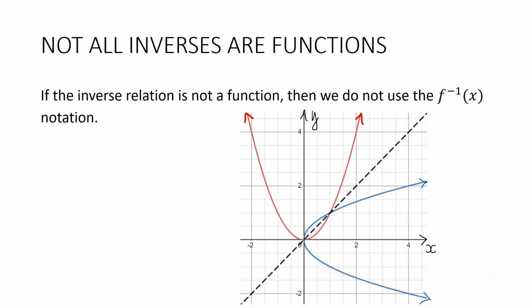Now we learnt that not all inverses are functions. And if the inverse relation is not a function, we don't use this notation. So for example, look at the curve y equals x squared. When we form the inverse relation, we have x equals y squared. And that's this blue curve here. We can see that that is not a function. It would fail the vertical line test. But can you see that it is the reflection of this parabola over the line y equals x?